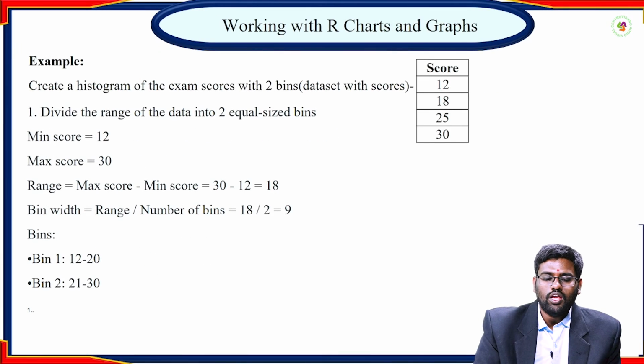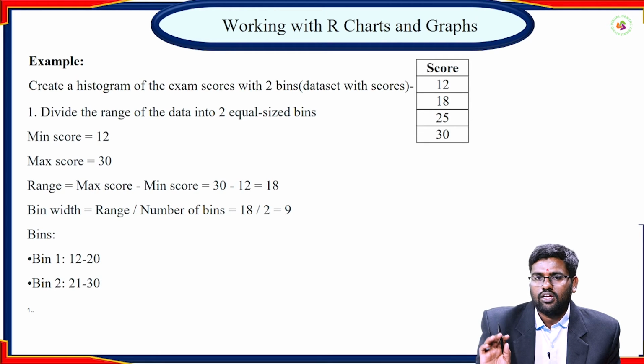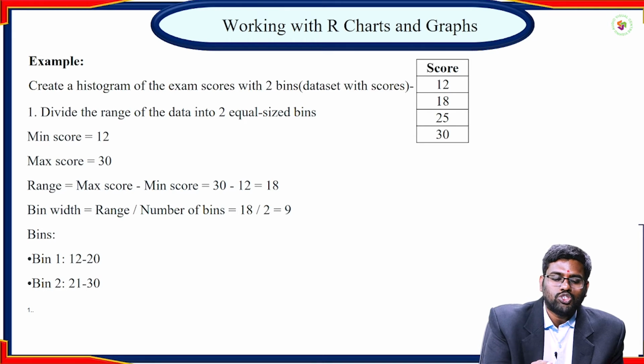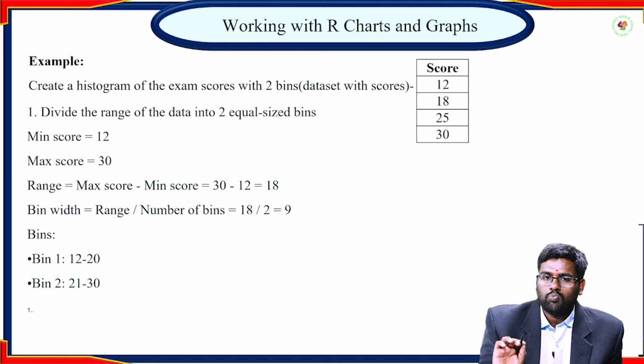Now we will take the scores. These are the data sets: 12, 18, 25, 30. First I will calculate the range, splitting into two equal sizes. Actually 4 values are there, and we are dividing them into 2. Next, the minimum score value is 12 and the maximum score is 30. Finally we calculate the bin size: range is 30 minus 12, 18. Bin width is range divided by number of bins, so the total 18 divided by the number of bins. We are dividing this into two equal parts: 12, 18 one part, 25, 30 one part. So 18 divided by 2 is 9.